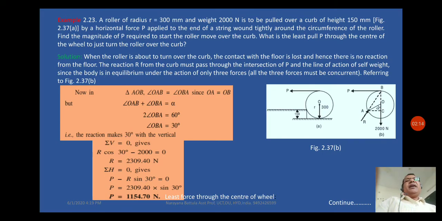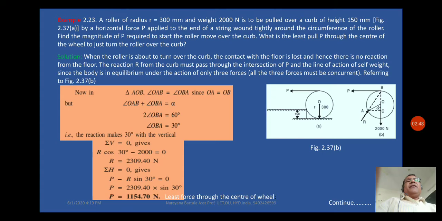Since the body is in equilibrium under the action of only three forces, these are given here: the resistance force at A, its self weight 2000 newtons, and the pulling force P. These three forces act on this wheel.